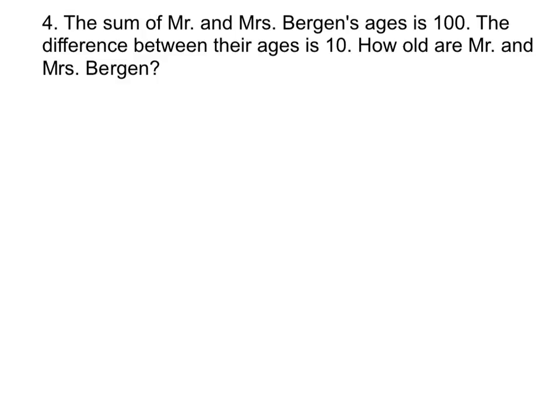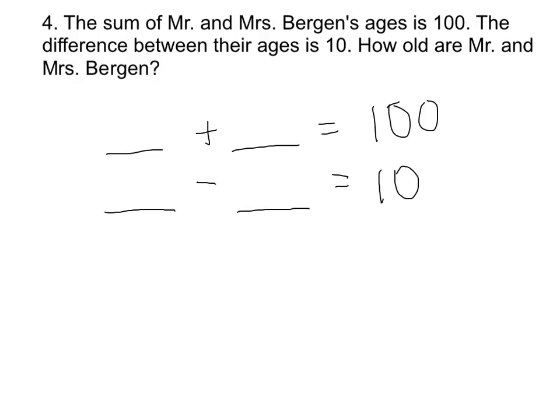Okay, so for this one it says the sum of Mr. and Mrs. Bergerson's ages is 100. Again, let's write that out. Blank plus blank equals 100. Okay, the difference between their ages is 10. So if I take the bigger number minus the smaller number, I am going to get the answer of 10.